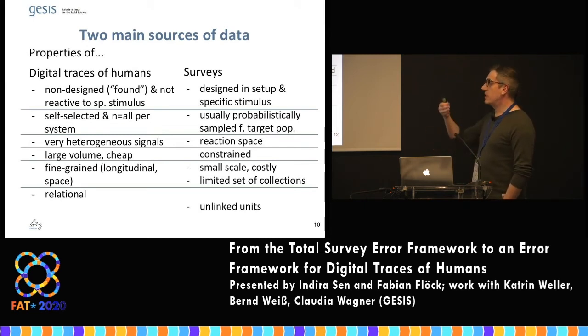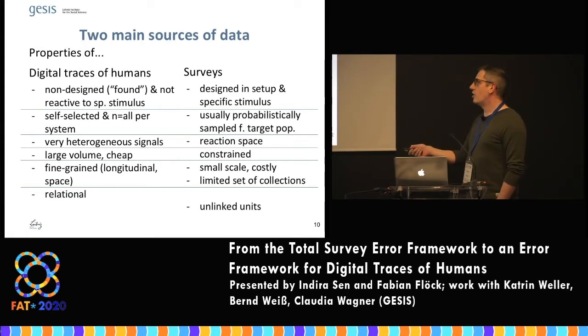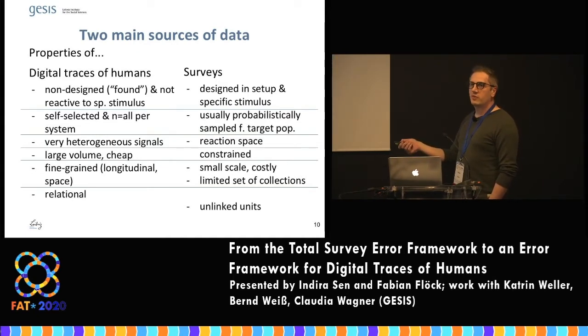It's cheap to get because it has basically already occurred, while surveys are small scale and costly. Digital traces are also usually super fine grained. And maybe 2, 3, 4 waves for a survey maximum, but usually they're one-off. And the other thing is that digital traces, especially from any kind of social web platform, are often relational. You actually do not have to query who your friends are. You often get that, or your contacts, or who you have interacted with. Often in surveys, that's not the case.